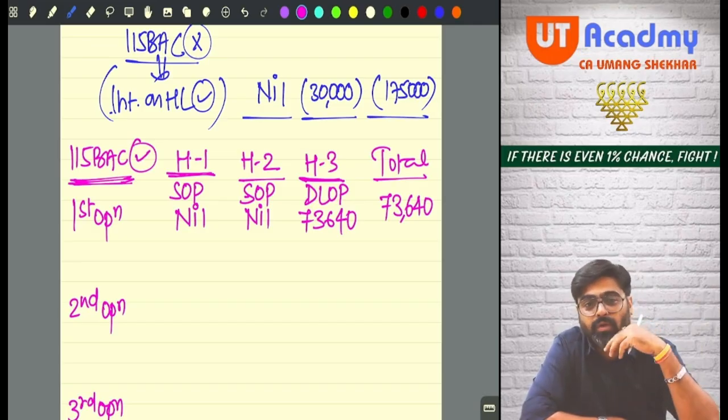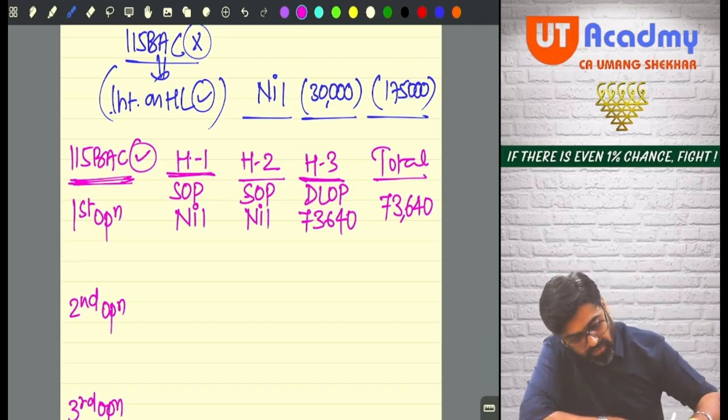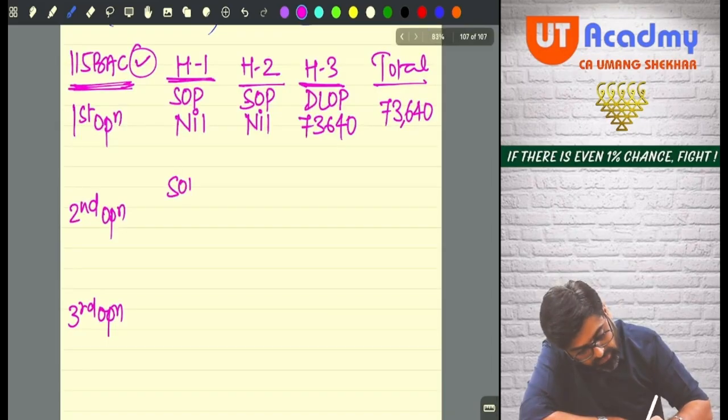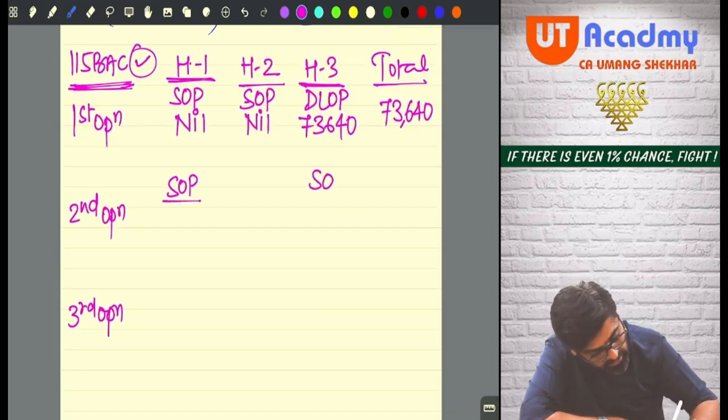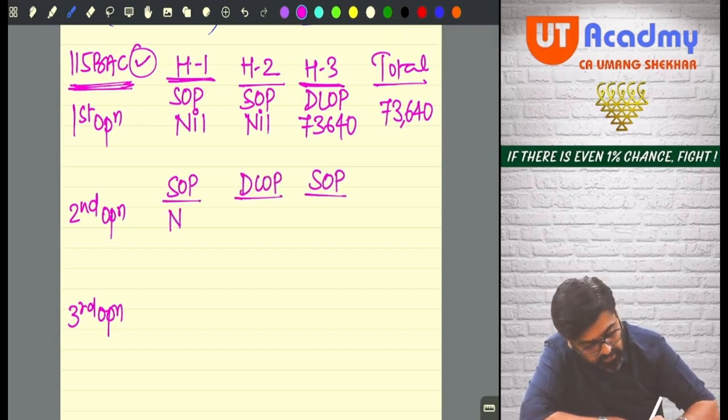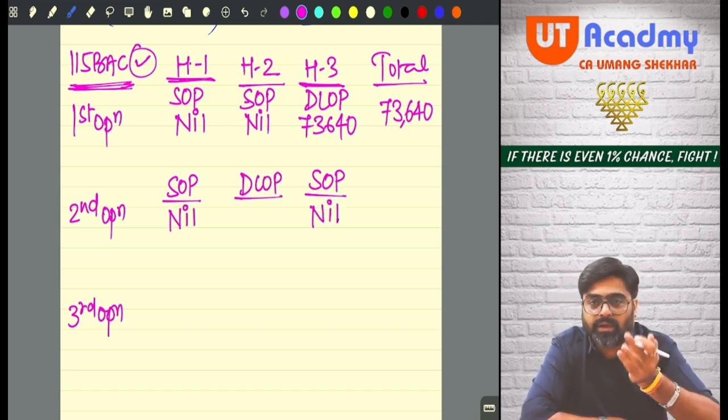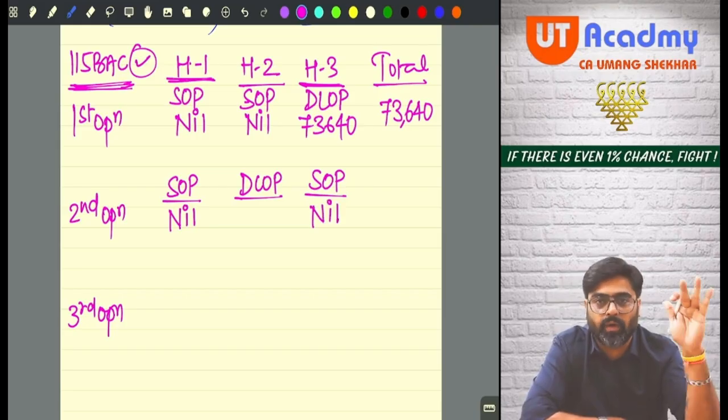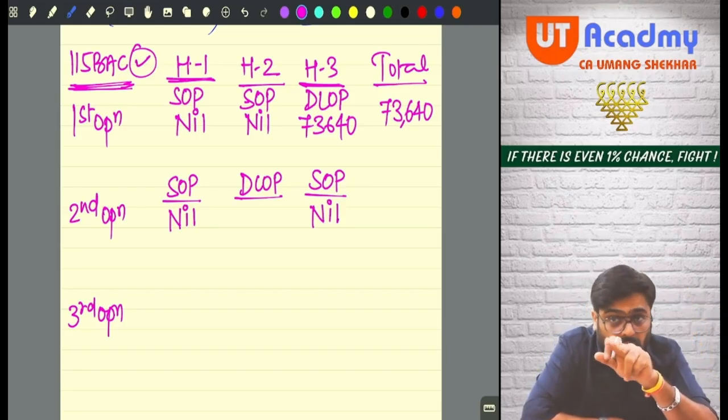Now, what second option do you have? Second option, treat this as SOP, treat this as SOP, but this will become DLOP then. So, if this is SOP, its value will be nil. Because under 115 BSE, for SOP, no interest will be allowed. Final income will be nil only. Yes or no?